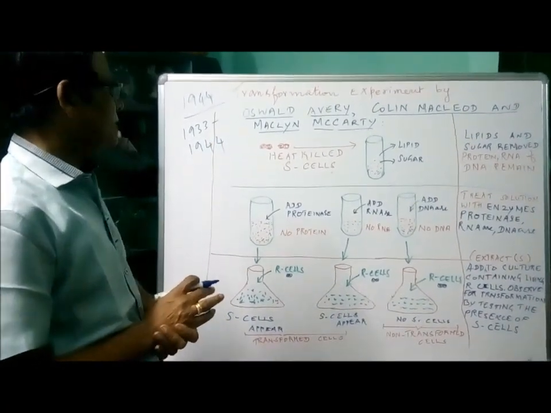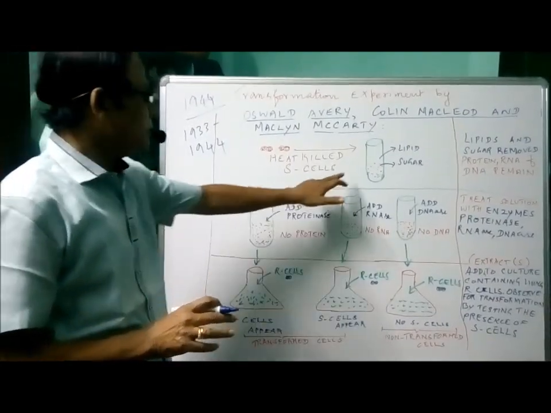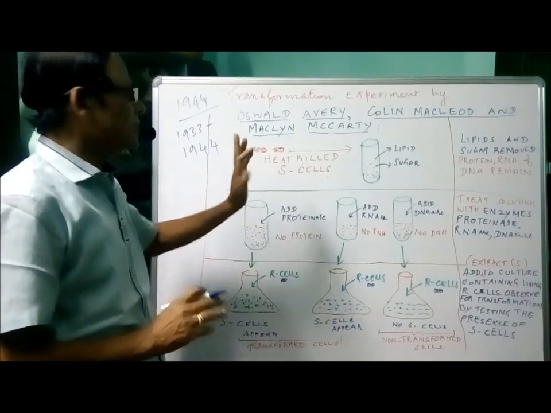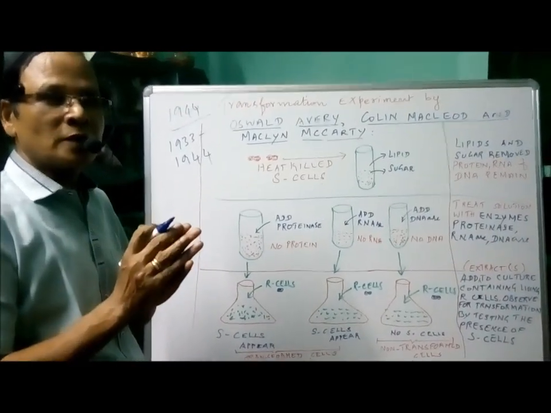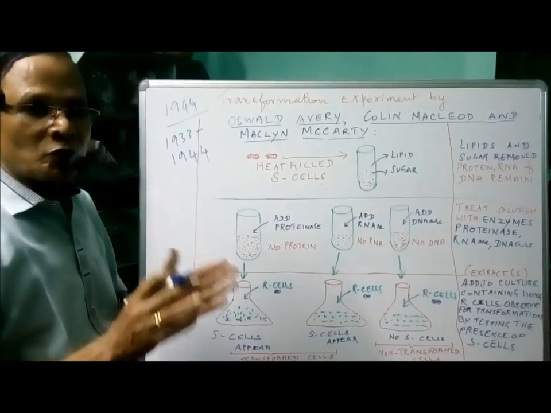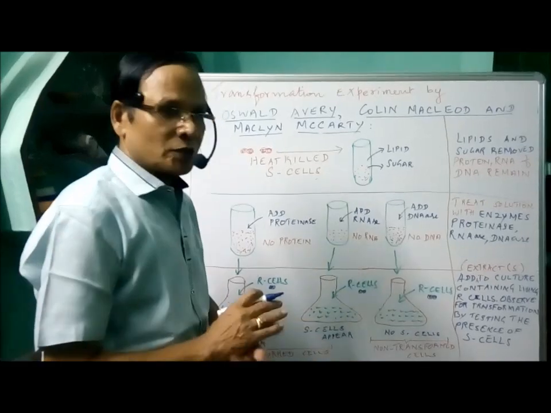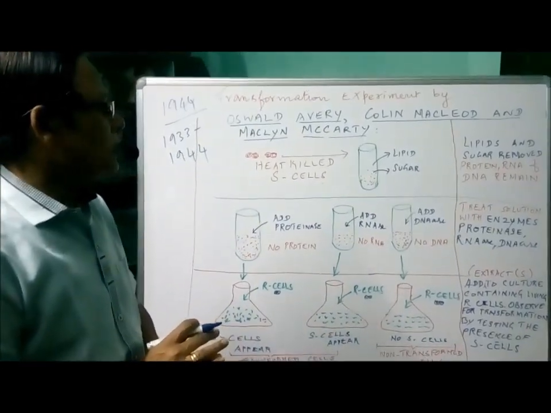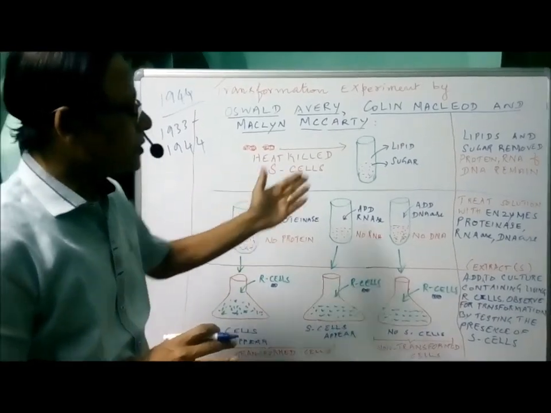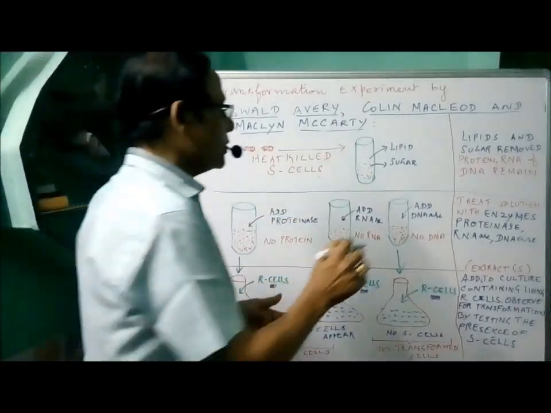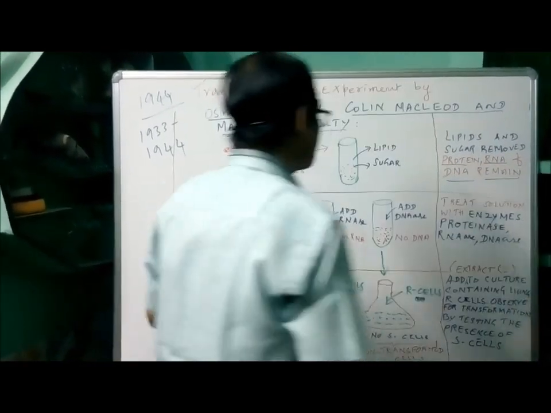Now they collected the heat-killed S cell extract. This extract has heat-killed S cells, which means it contains only the DNA, there is no outer coat, etc. From this extract they removed the lipids and sugar. So lipids and sugar were removed, and the proteins, RNA and DNA remain.